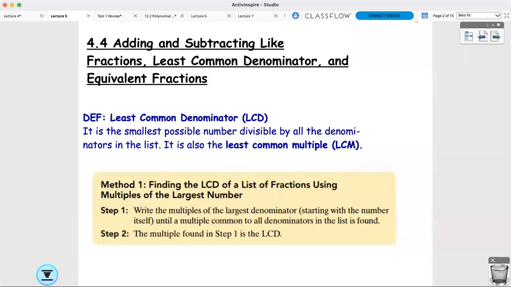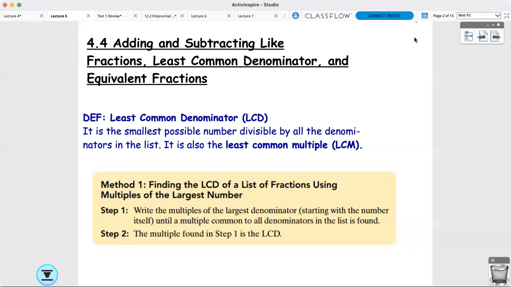All right. 4.4, adding and subtracting like fractions, the least common denominator and equivalent fractions, right? So definition, a least common denominator, the LCD, is the smallest possible number divisible by all the denominators in the list. It is also the least common multiple, LCM. So LCM and LCD mean the same thing.